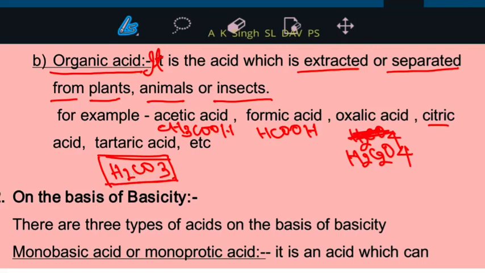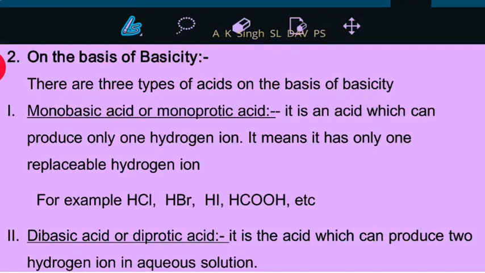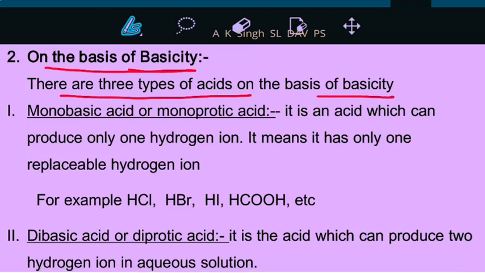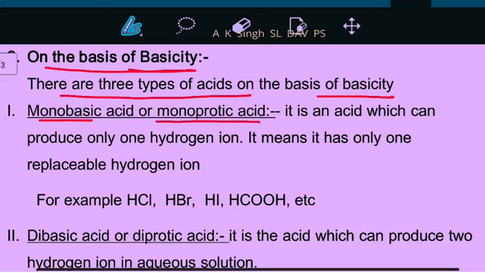Now next classification is on the basis of basicity. On the basis of basicity, acids are classified into three parts. Means there are three types of acids on the basis of basicity. They are monobasic acid or monoprotic acid, dibasic acid or diprotic acid, tribasic acid or triprotic acid.